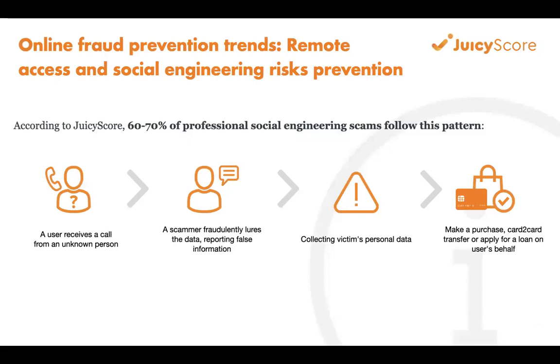Now, according to JuicyScore itself, 60 to 70% of professional social engineering scams follow this pattern. An unknown user receives a call from an unknown caller, and the scammer fraudulently lures the data, reporting false information. They persuade the victim to give out personal information, their OTP, their email, their mobile credentials. While the scammer is doing this, they are collecting the victim's personal data. Afterwards, they make a purchase, a card-to-card transfer, or apply for a loan on the user's behalf on an online platform itself.